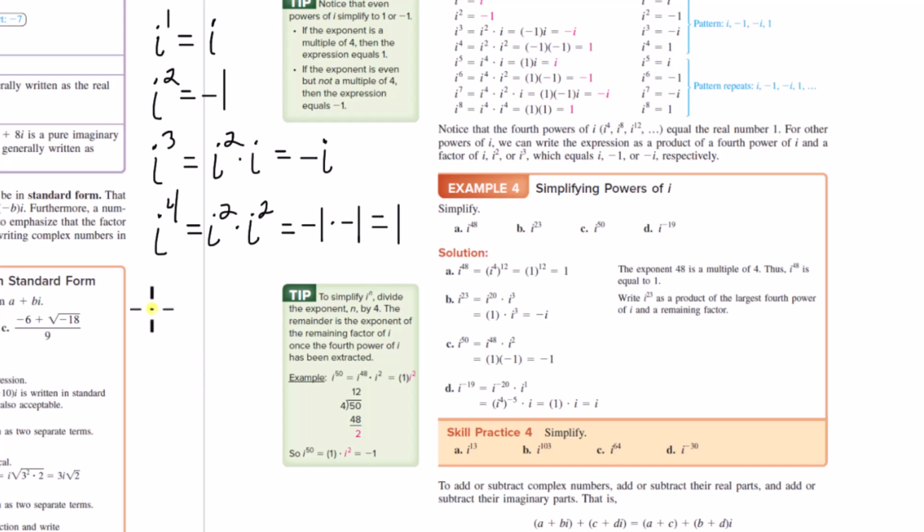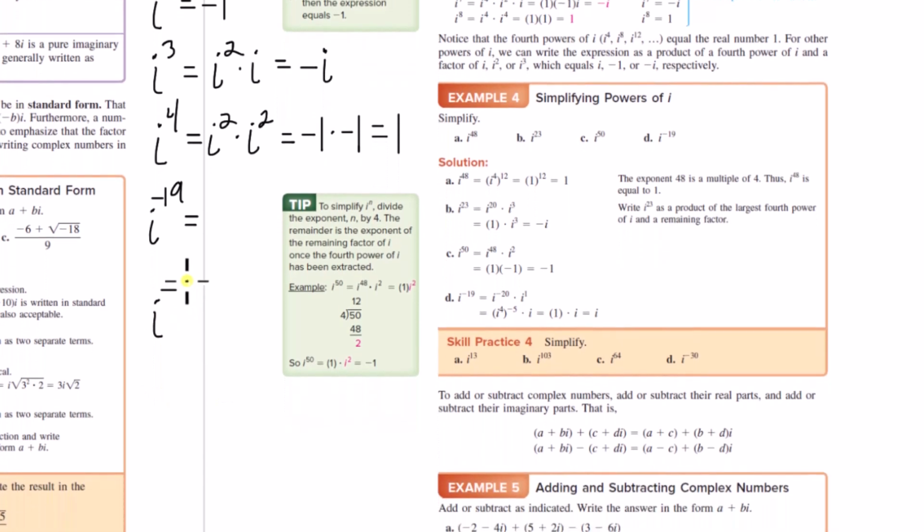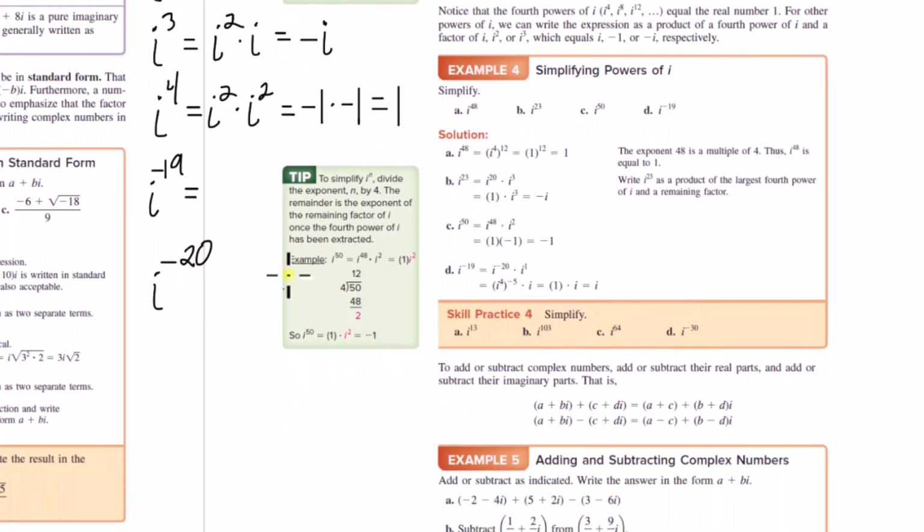Okay, so that's positive integers, but now what about negative integers? The example they give is I to the negative 19. The key here is to realize that I to any negative power that's divisible by 4 is also going to be 1. Why is that? Because I to the negative 20, you can write that as 1 over I to the 20th. Well, 20 is divisible by 4, so you've got 1 over 1. This is equal to 1.